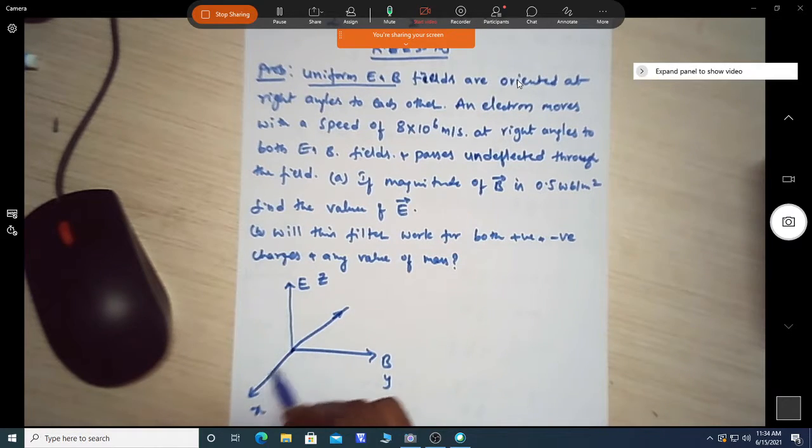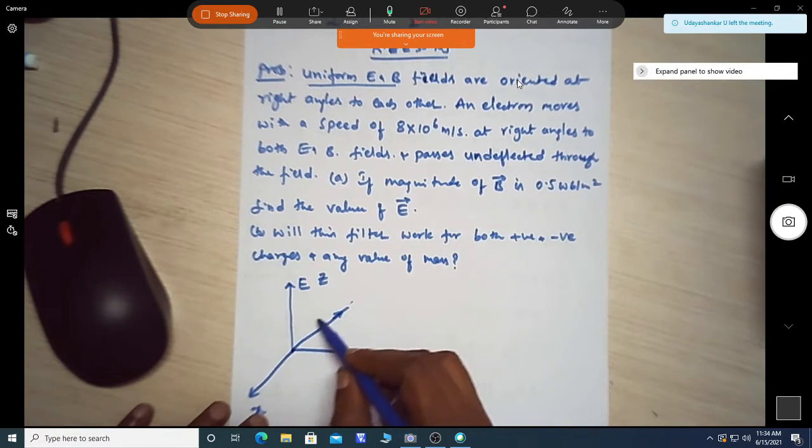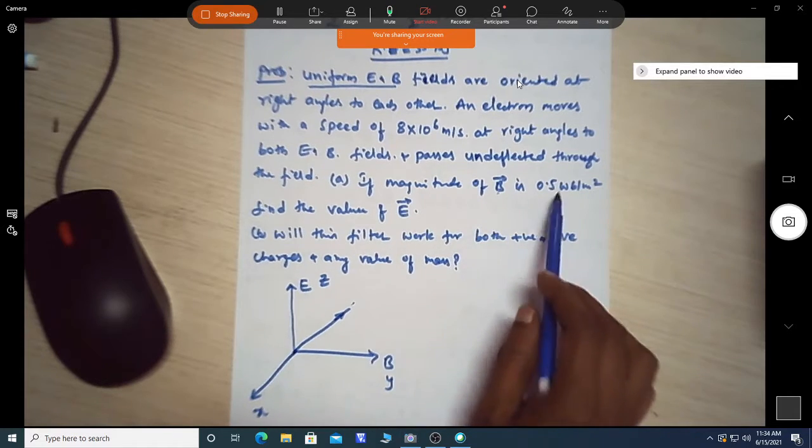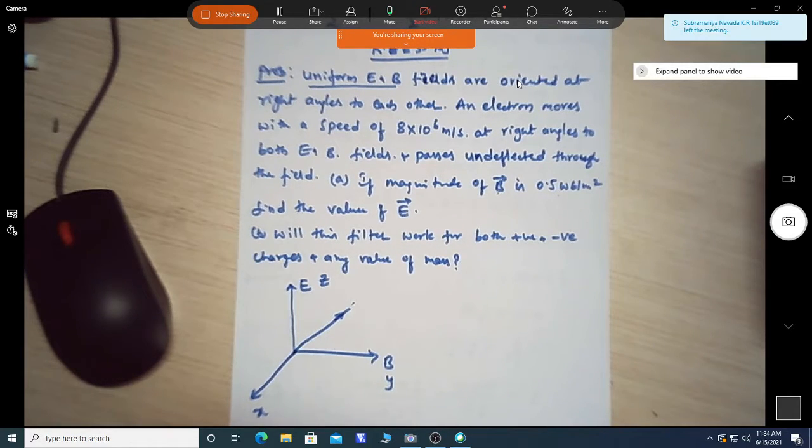Okay, so in the uniform fields E and B, which are at right angles, when the electron moves at a speed of 8 into 10 power 6 meter per second, it is not deflected by either field, that is, it is not deflecting in this direction or this direction. It is passing exactly through at right angles and it is undeflected. So now we have to find out the value of E, with the value of B given as 0.5 Weber per meter square.